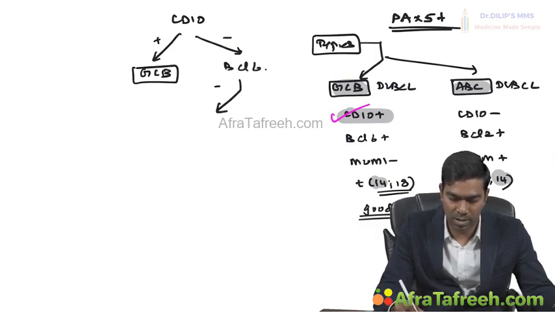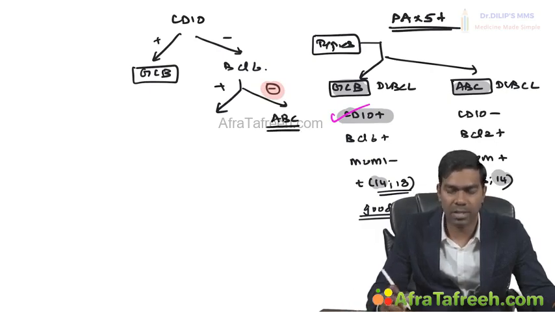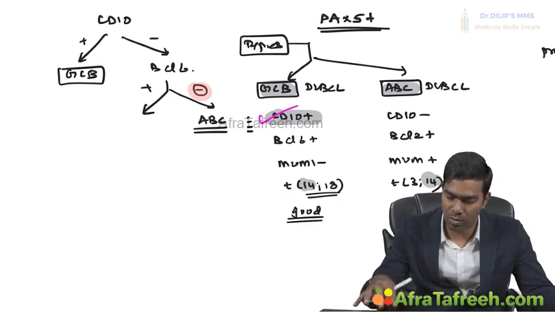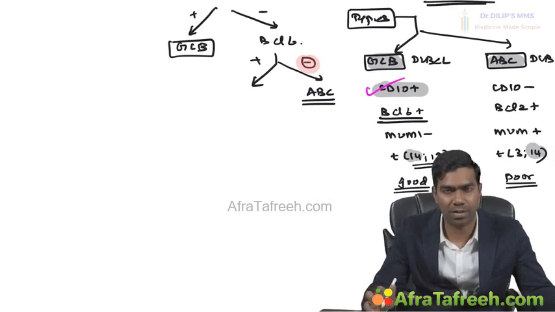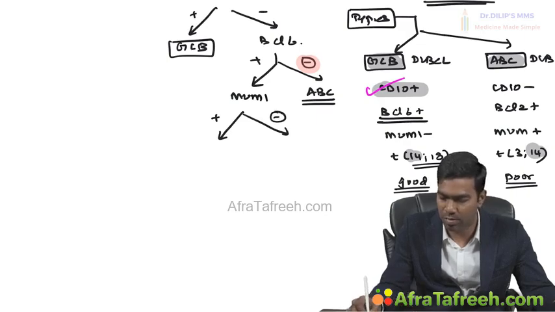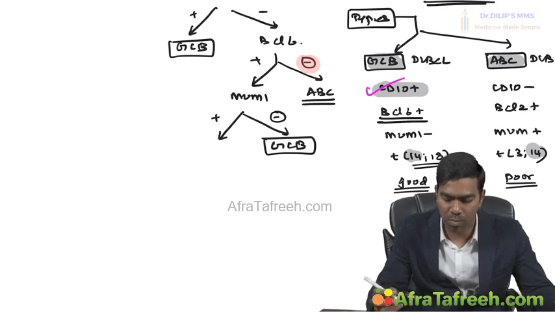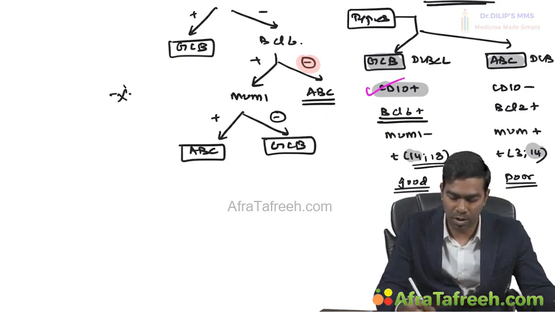If BCL6 is negative, definitely it must be ABC type, that is activated B cell, because it cannot come from a germinal center, since BCL6 positivity is a very important marker of germinal center. So it is an activated B cell type. If BCL6 is positive, then see the MUM1. If BCL6 positive and MUM1 negative, it's typically a germinal center B cell type. If BCL6 positive and MUM1 also positive, MUM1 positivity indicates an activated B cell type. Again, a very important algorithm to be known.